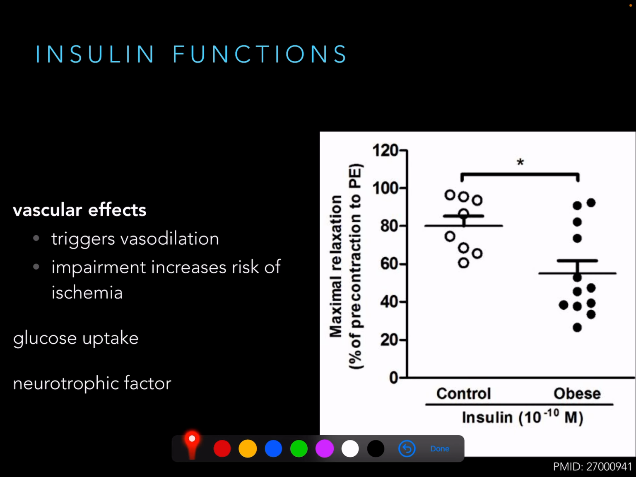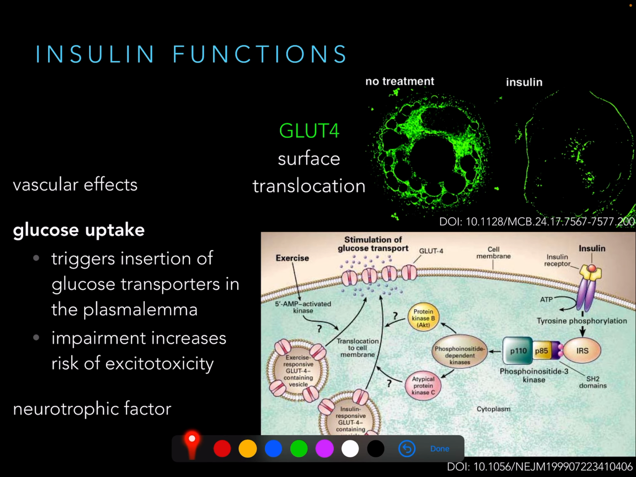Insulin triggers vasodilation. So if we can't vasodilate as well, then blood flow will be decreased, increasing our risk of ischemia. So that could be an issue here. And here we can see why, dyslipidemia would be a problem. So in obese humans here, when they deliver a dose of insulin to them, the amount of relaxation is much lower than non-obese controls. So this is just showing us that insulin is a vasodilator. If we can't vasodilate, we run the risk of not having enough blood supply.